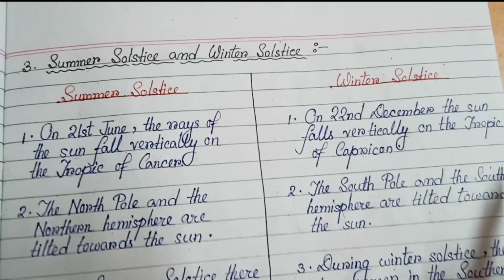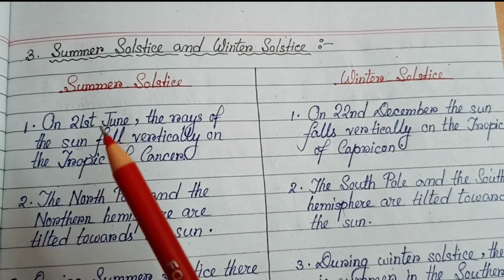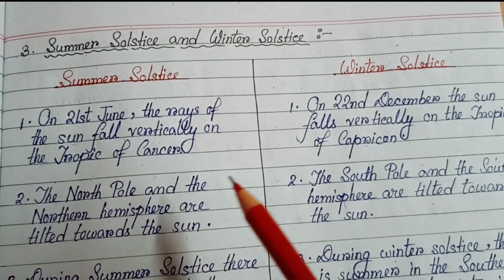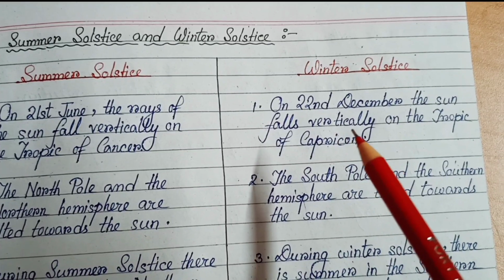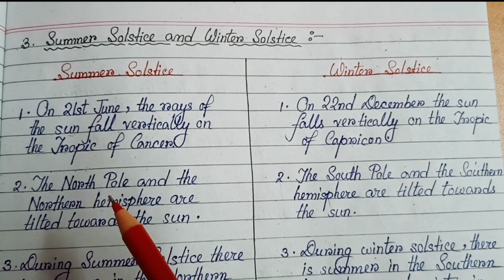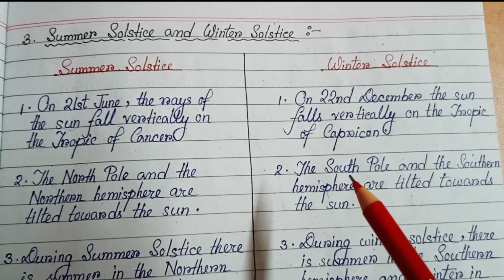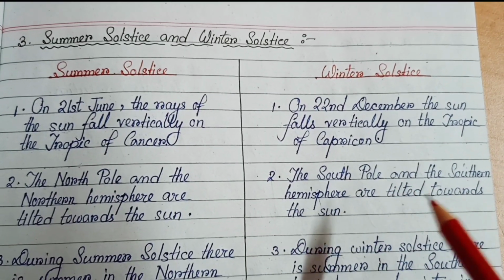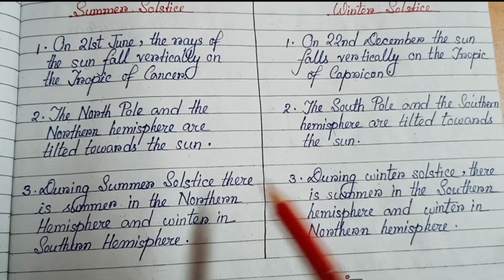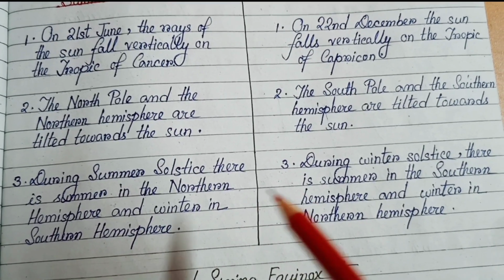Next, number 3. Summer solstice and winter solstice. Summer solstice, number 1. On 21st June, the rays of the sun fall vertically on the Tropic of Cancer. Number 1. On 22nd December, the sun falls vertically on the Tropic of Capricorn. Number 2. The North Pole and the Northern Hemisphere are tilted towards the sun. Number 2. The South Pole and the Southern Hemisphere are tilted towards the sun. Number 3. During summer solstice, there is summer in the northern hemisphere and winter in southern hemisphere.